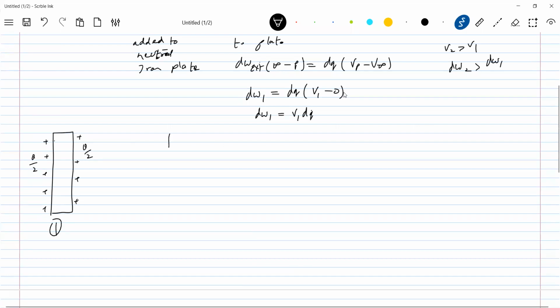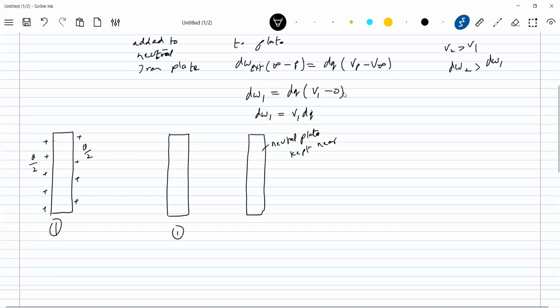In the second diagram, the next proposal is brought here. If I bring a neutral plate, kept near. There's a second situation: neutral plate kept near the plate. Okay, this is X. Neutral plate Y kept near the charged plate X.